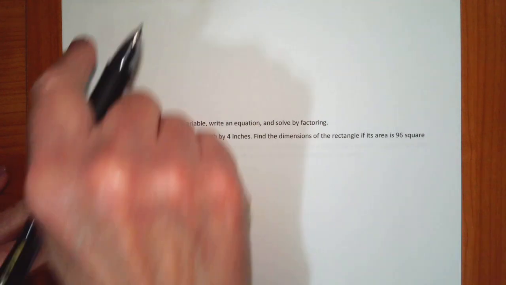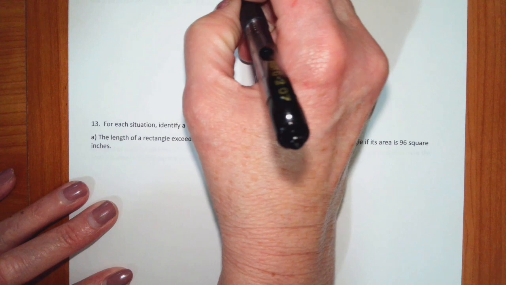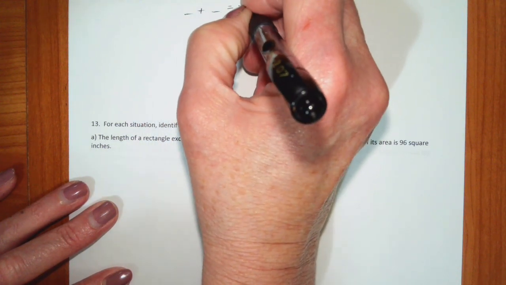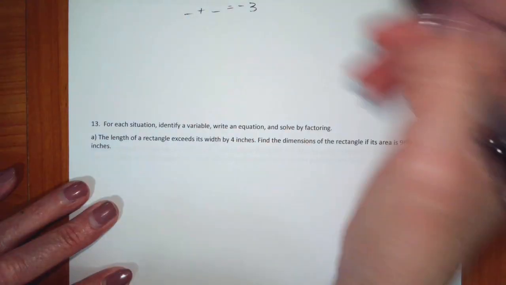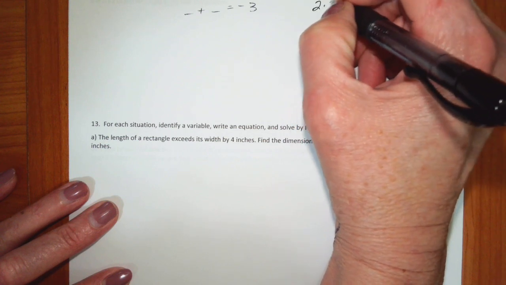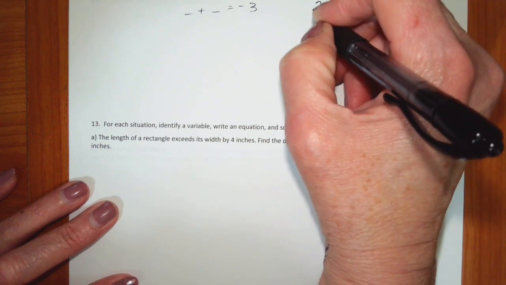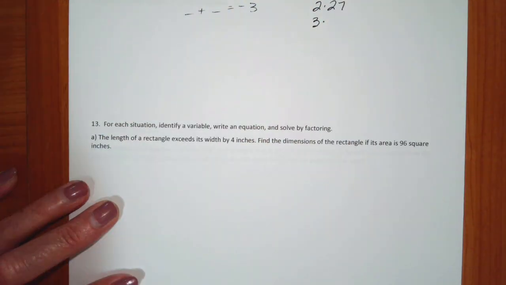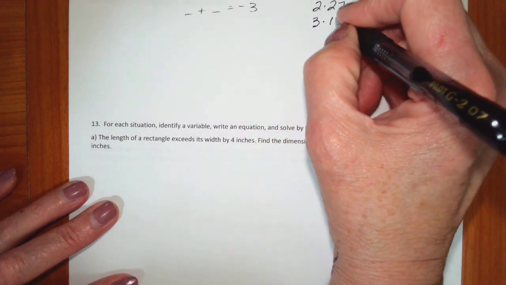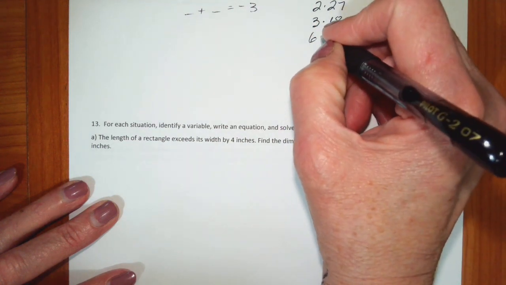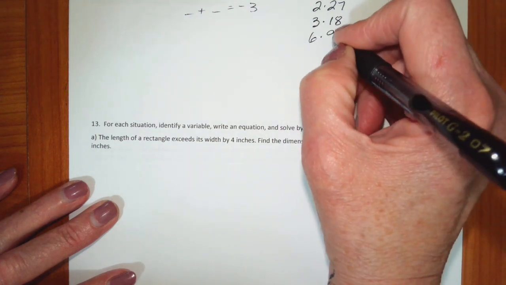Okay, so x squared minus 3x minus 54. All right, so I'm looking for two numbers whose product is negative 54 and whose sum is negative 3. Well, the factor pairs of 54 are 1 times 54, 2 times 27, 3 times 18, and 6 times 9. And that's all of them.